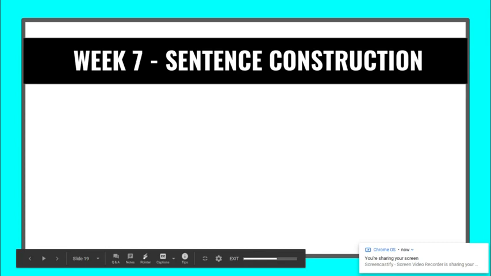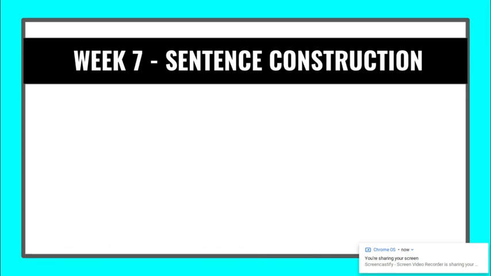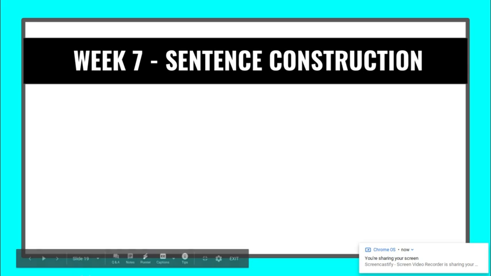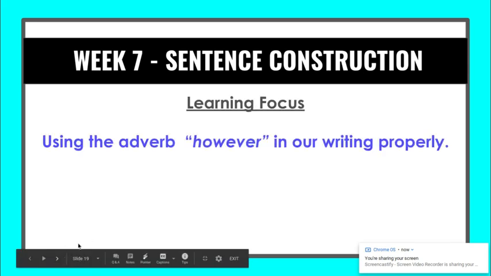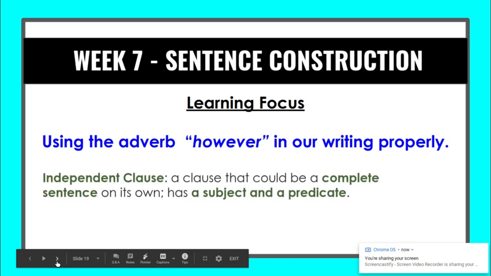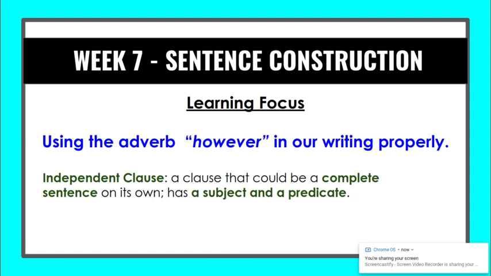We're going to be focusing again on sentence construction. Last week, we learned more about how to include a subordinate conjunction into your sentence properly using the proper grammar. So this week, we're going to be discussing using the adverb however properly in our writing. And before we get into our writing practice, we are going to just review independent clause.